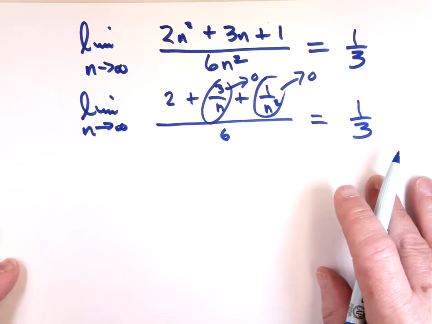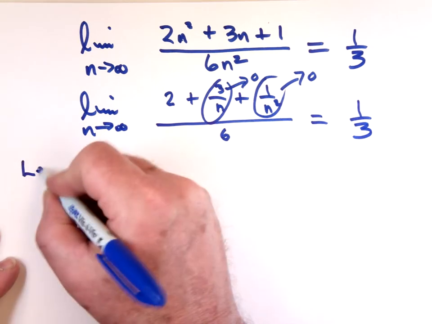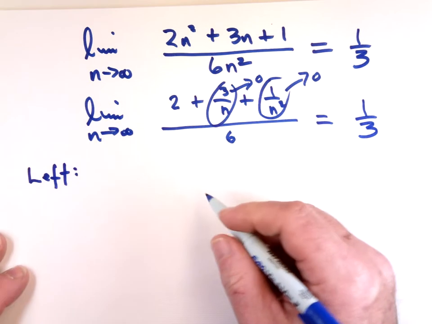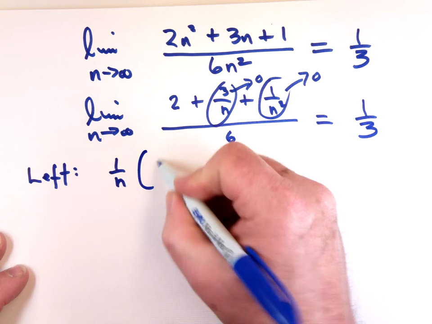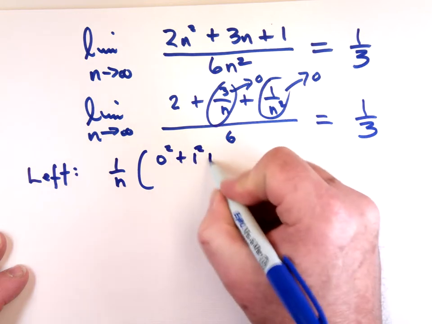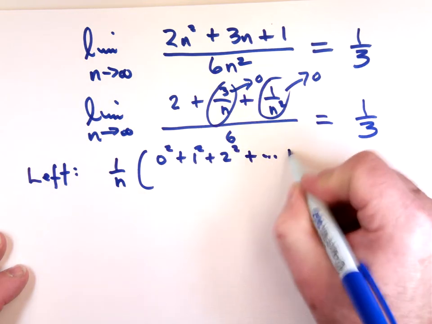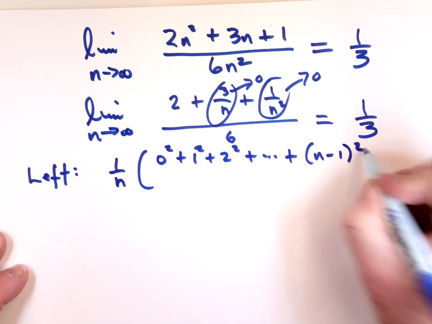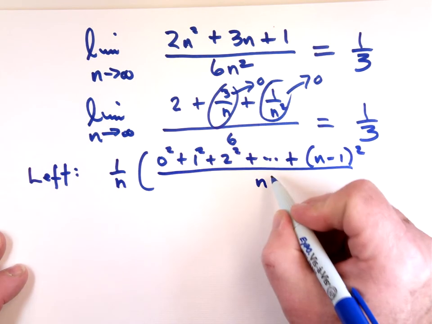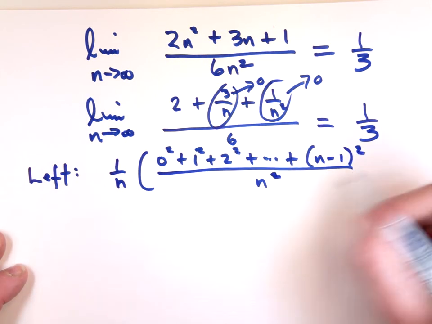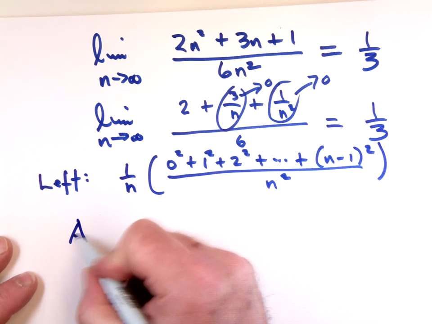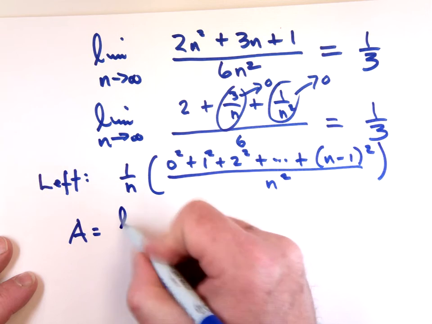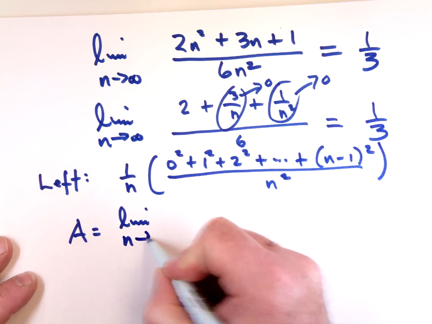Recall what I had there. I had 1 over n, 0 squared, 1 squared, 2 squared, up to n minus 1 squared, over n squared. Now, I'm going to take the limit as n goes to infinity. And I'm going to replace this sum with the formula for it.